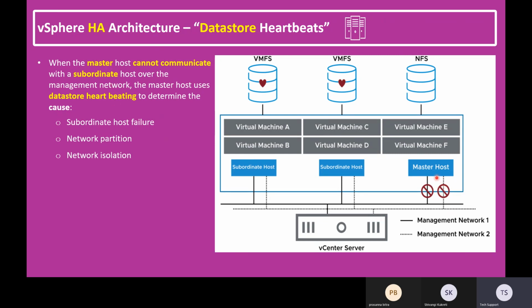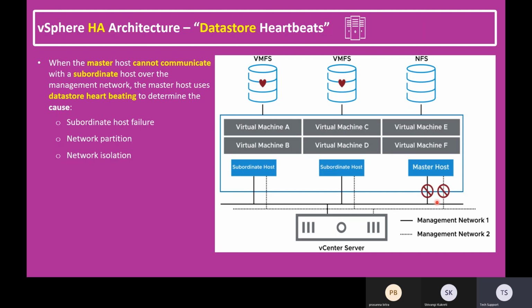Sometimes the master host is unable to use the management network to know the subordinate host status. During this time, our master host uses the datastore heartbeat communication. The same point is highlighted here: the master host cannot communicate with the subordinate host over the management network, so the master host uses a datastore heartbeat to determine the cause. The cause means any subordinate host failure, network partition, or network isolation. Network isolation is nothing but a network separation.